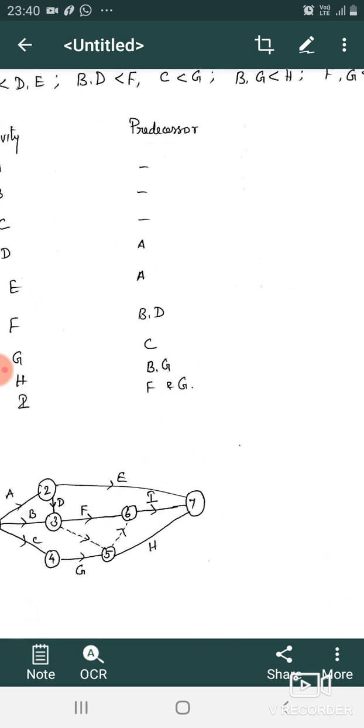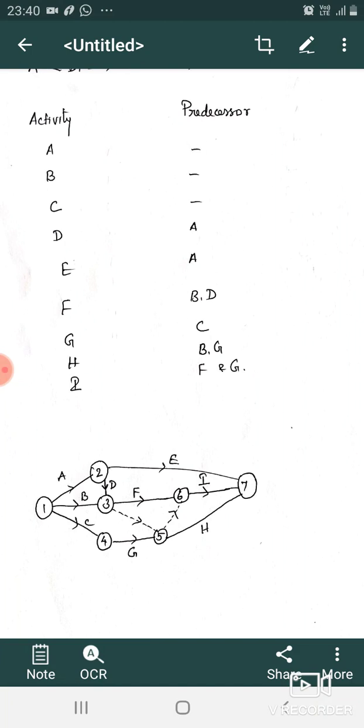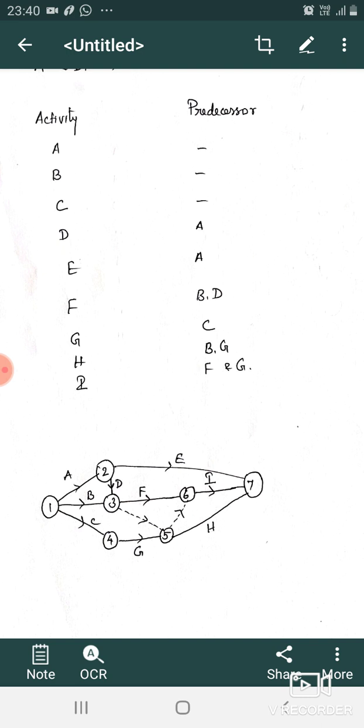So we have drawn the activities A, B, C from the first node, and D and E have to start after A. So we have drawn the activities D and E from the second node. Here B and D are the predecessors of F. So we have connected the node 2 and 3 by the activity D. Now B and D end at the node 3. Okay. Now let us draw the activity F from the third node.